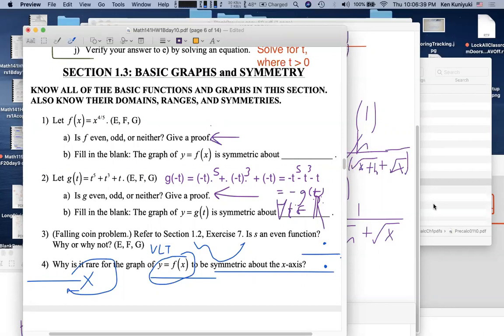All right. Anything else? Anything else?